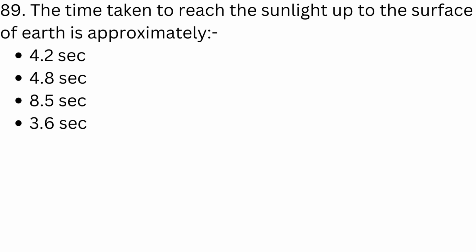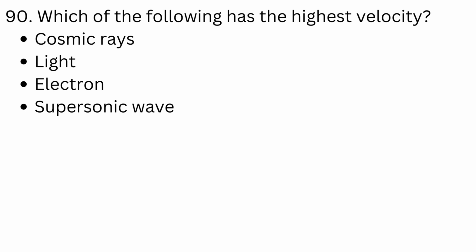Next question is, the time taken by sunlight to reach the surface of Earth is approximately. Options are 4.2 second, 4.8 second, 8.5 second, 3.6 second. And the right answer is 8.5 second.